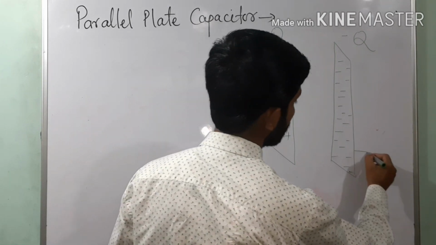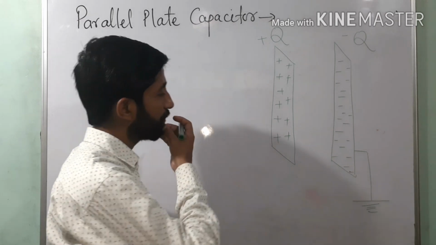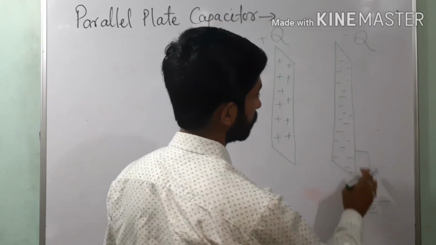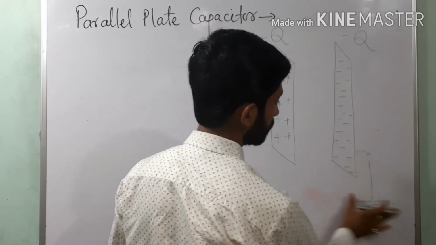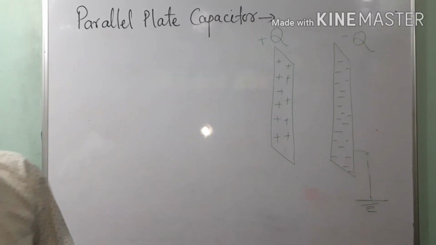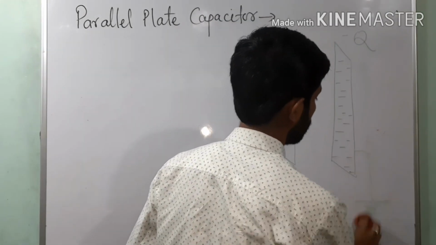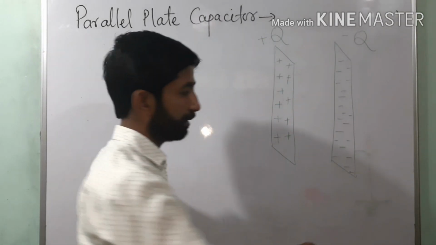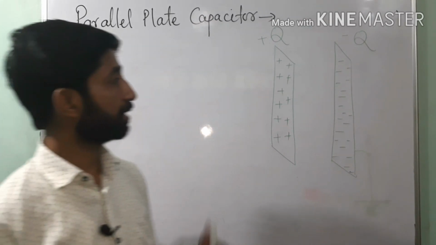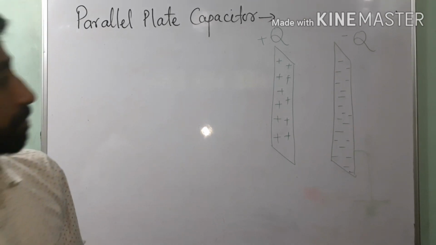And that conductor is earthed to the ground, or if you don't draw this, it does not matter. So for now, just remove this. We don't want to draw this if it makes things complicated. This is only drawn to show that the other side of the conductor is earthed or grounded.